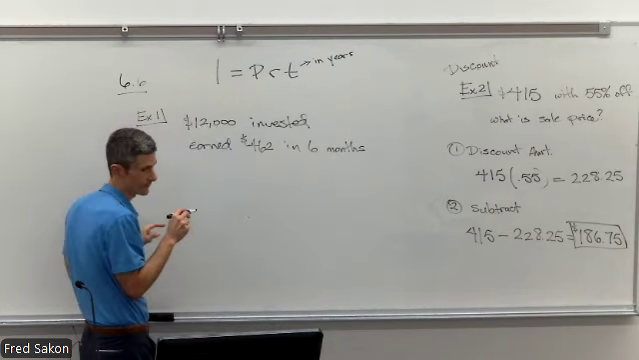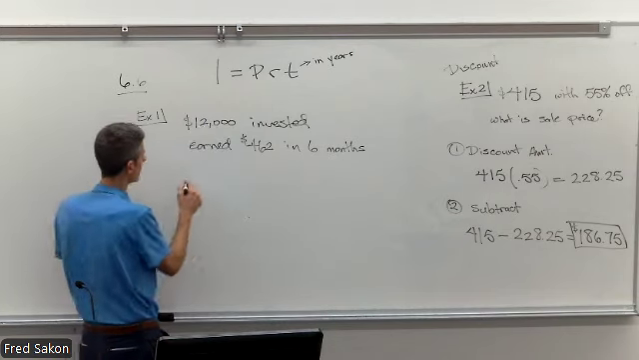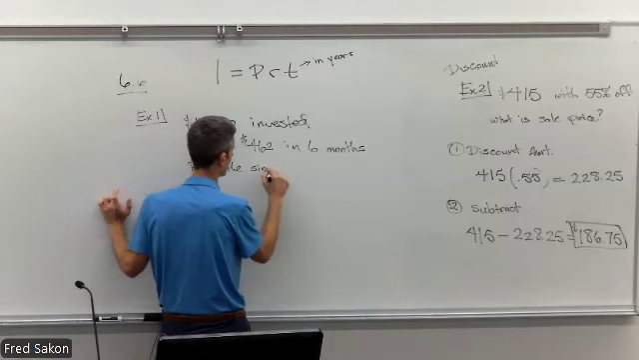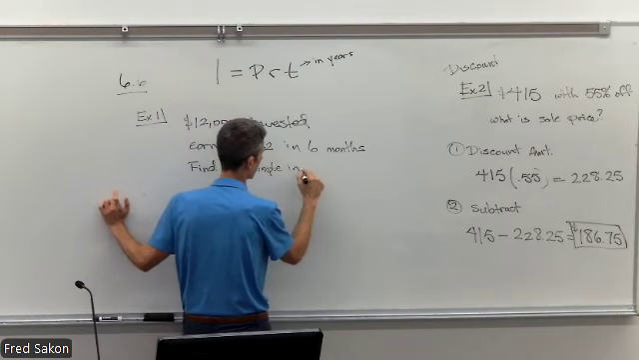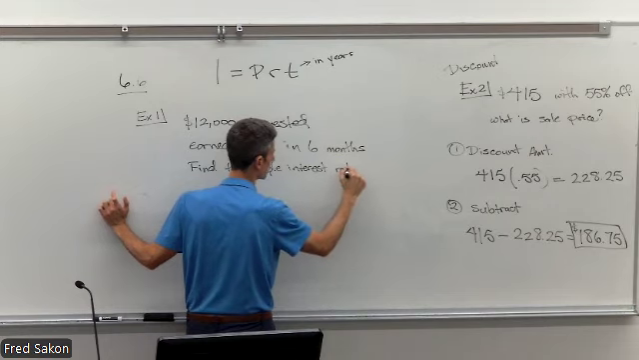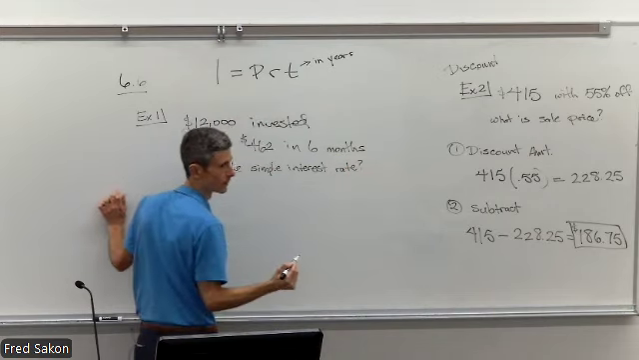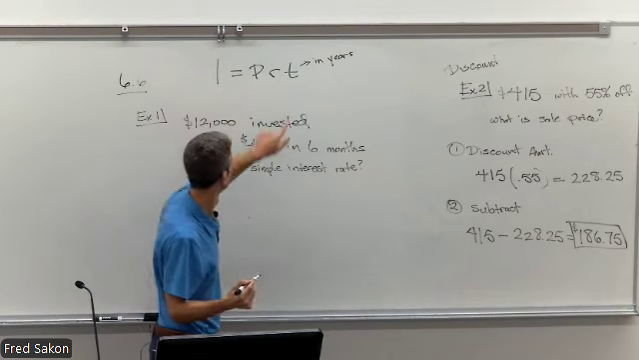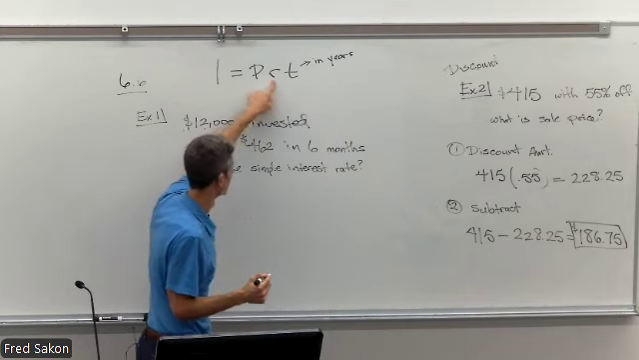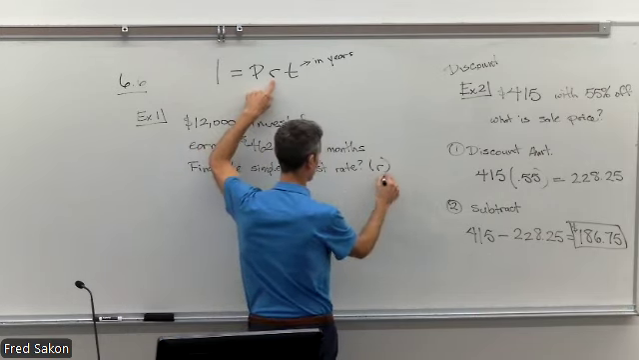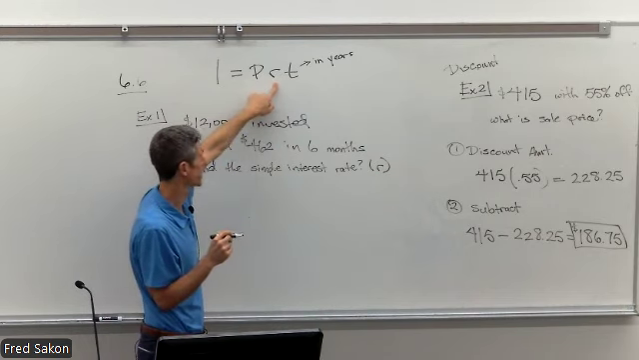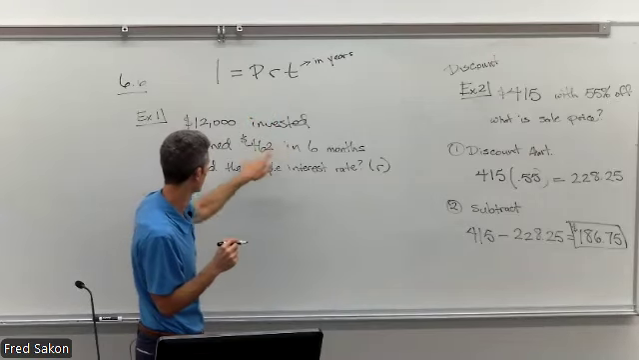So what are we trying to find here? Find the simple interest rate. Which one is that in our equation? The R. We don't know that yet. We have to have all the other pieces though, so let's fill in the blanks.